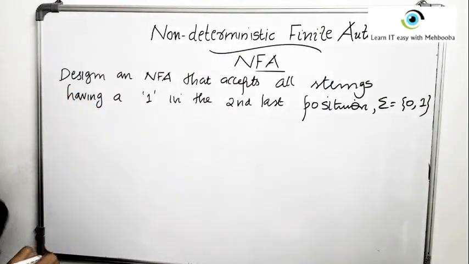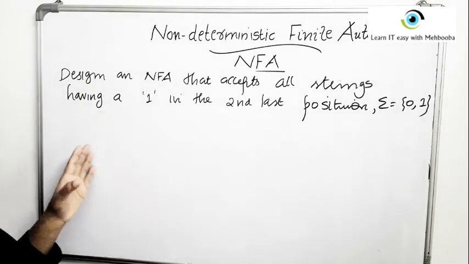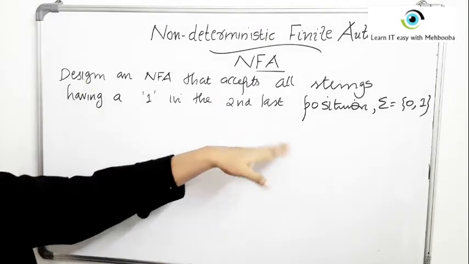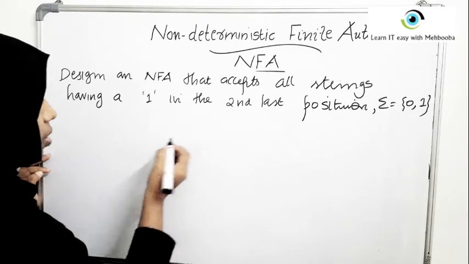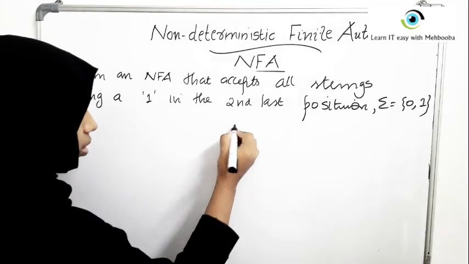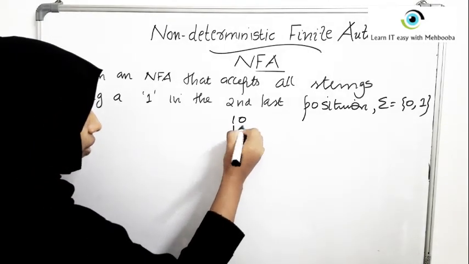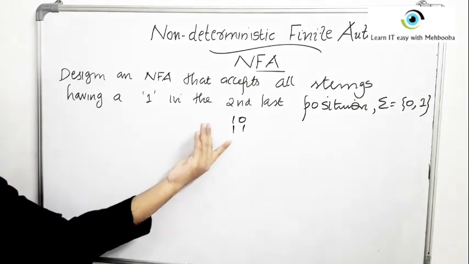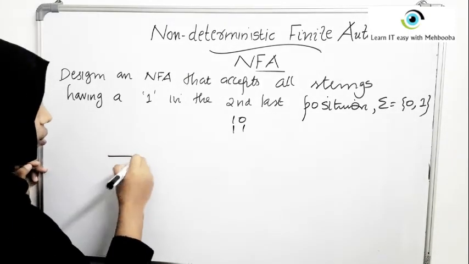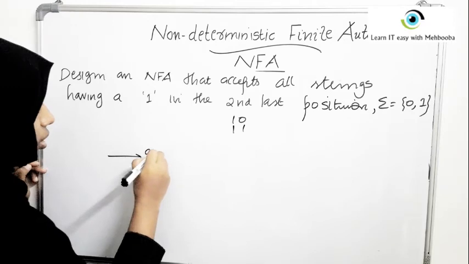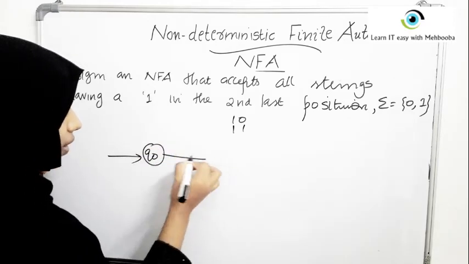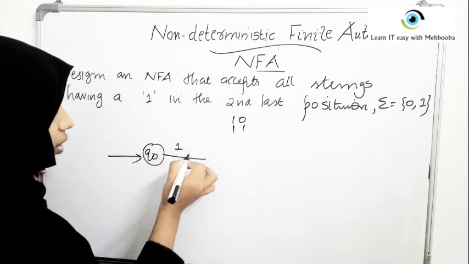So here the question is, design an NFA that accepts all strings having a 1 in the second last position. Okay. So the minimal string can be 1 0 or 1 1, isn't it? In the second last position it has a 1, isn't it? So we will draw the NFA for that. So Q0. It can be 1 0 or it can be 1 1, isn't it?